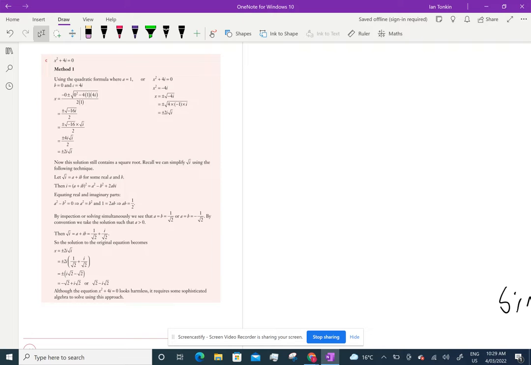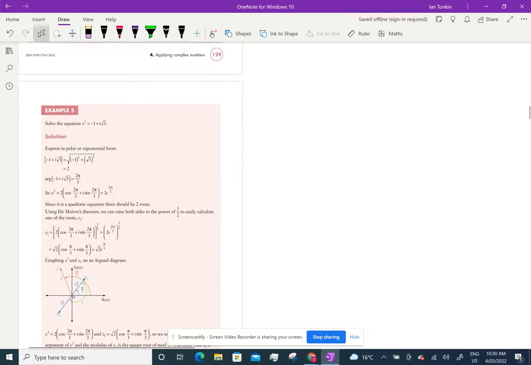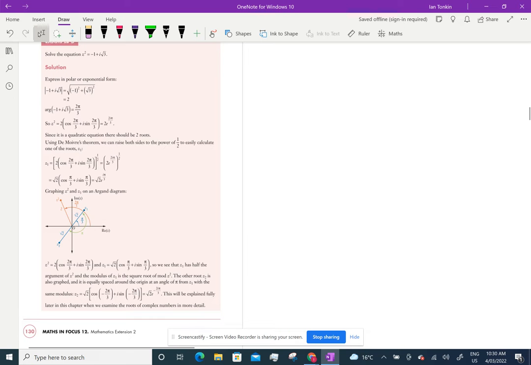So method one, which we already know, but we know it with a little bit of a difference compared to what they do. And they get to this step down here, we do another step where we show that a squared plus b squared is a modulus, and we can use that. Method two is using De Moivre's theorem or Euler's formula, and method three is a graphical solution.